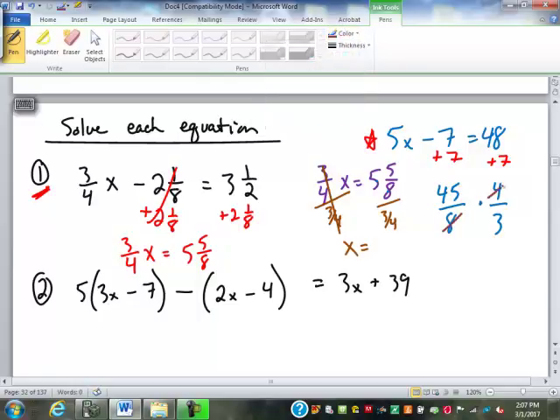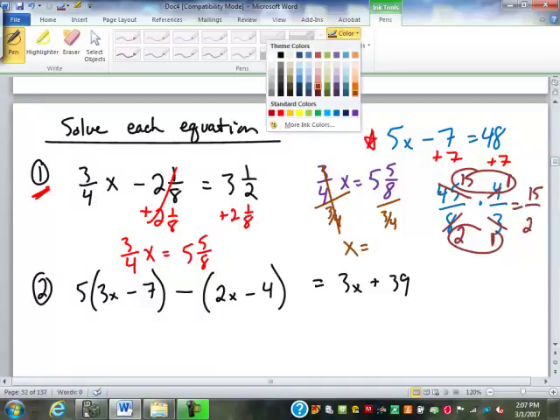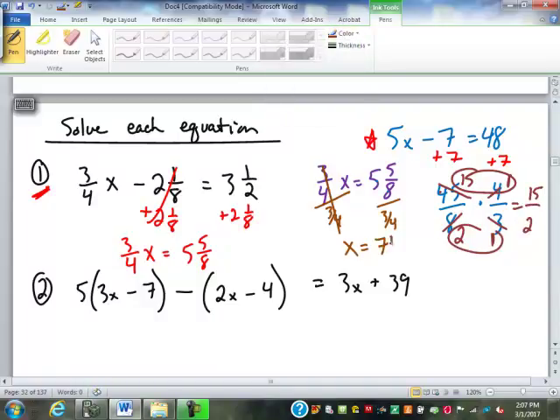We'll cross cancel the 8 and 4. 4 divided by 4 is 1. 8 divided by 4 is 2. And we can cross cancel the 45 and 3. 3 divided by 3 is 1. 45 divided by 3 is 15. So 15 times 1 is 15. 2 times 1 is 2. So 15 over 2 is 7 1/2. So that equation comes out to be 7 1/2.